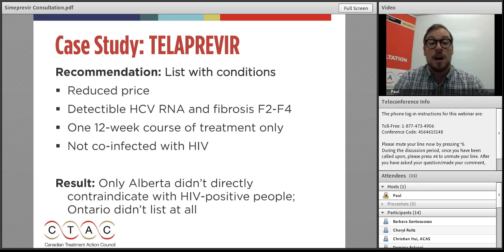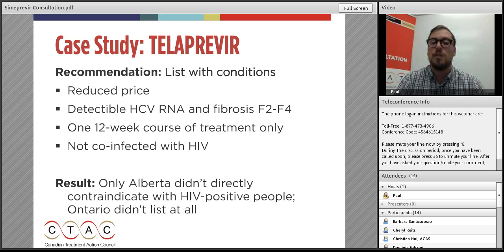And we can see what these recommendations look like, the recommendations that they made to public plans. Recommendation to reduce the price, and to recommend that Simeprevir only be used with patients with detectable hepatitis C RNA, and fibrosis from F2 to F4, which I think a number of us on the webinar today would propose some caution, that we only provide hepatitis C treatment with people who are already experiencing more advanced fibrosis. So that's an important question.